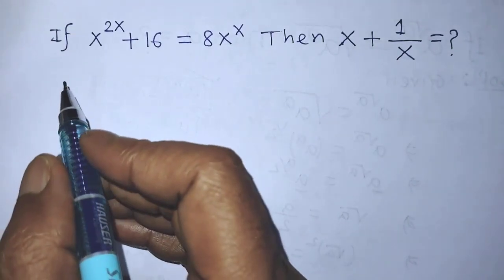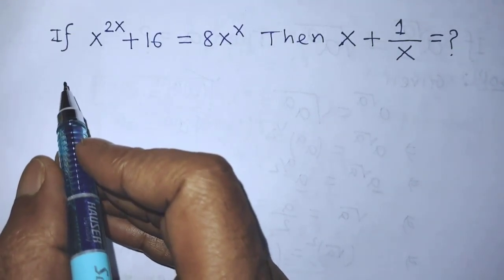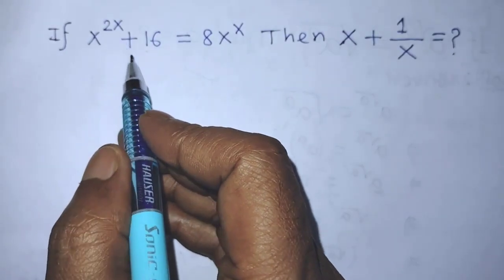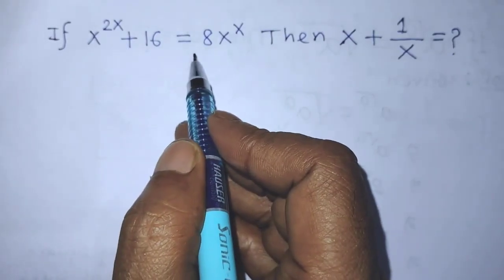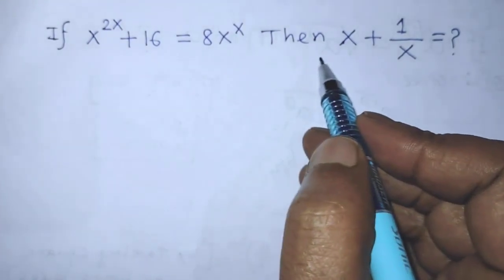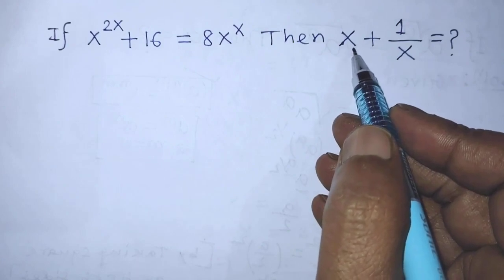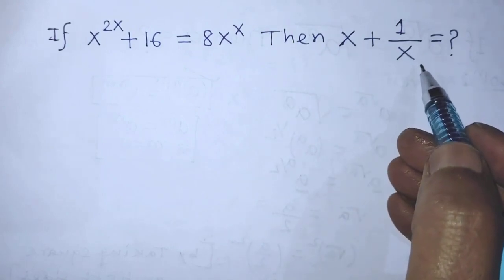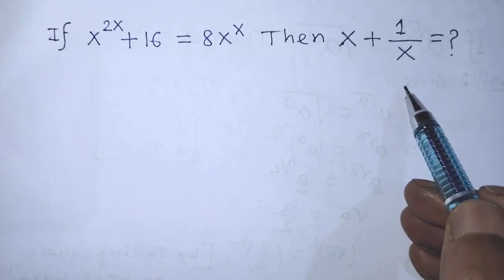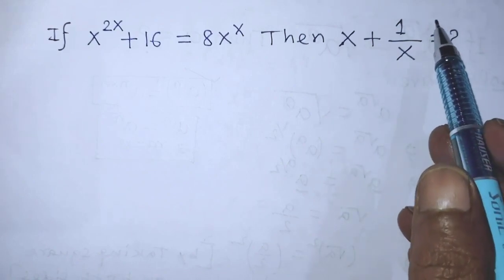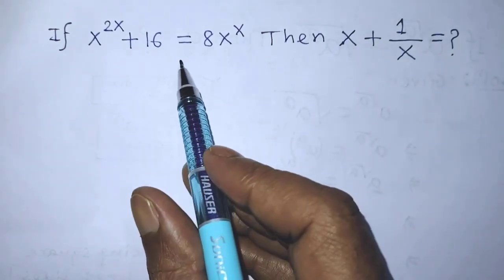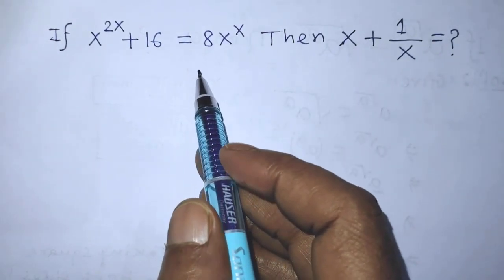Hello guys, you are welcome to solve this math problem, which is: if x to the power 2x plus 16 is equal to 8 times x to the power x, then find the value of x plus 1 over x. So student, today in this video I am telling you how to find the value of this algebraic expression from this exponential equation.